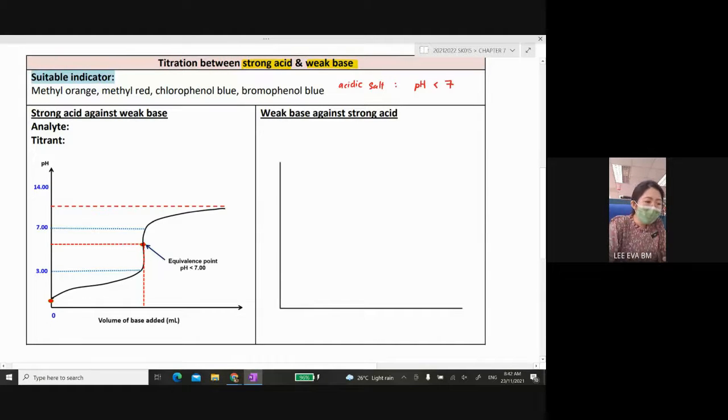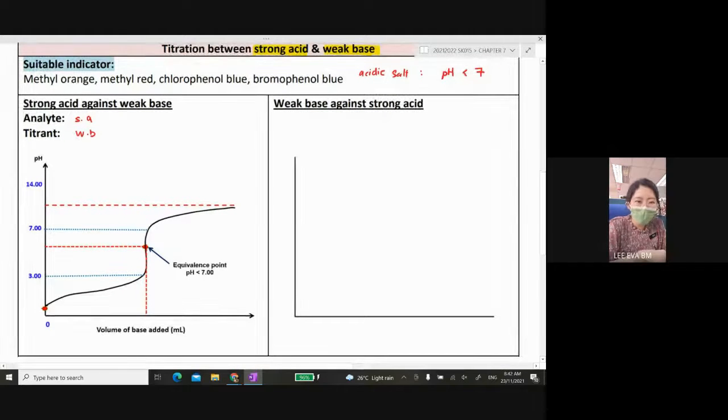Okay, so for this case, strong acid against weak base. So analyte is your strong acid. Okay, titrant is your weak base. SA stands for strong acid, WB stands for weak base. So initially, pH depends on your analyte. So it has a very low pH value since it's a strong acid. So let's say this one is 1.0. Okay, so when you added weak base, the pH value slightly increases until you reach this equivalence point.